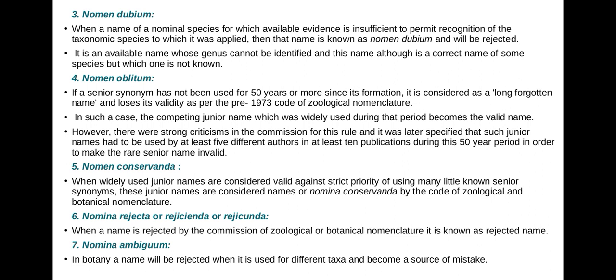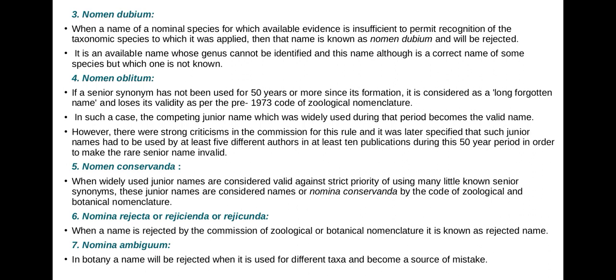Then nomen conservandum. When widely used, junior names are considered valid against strict priority of many little known senior synonyms. These junior names are considered nomina conservanda by the Codes of Zoological and Botanical Nomenclature. Nomina rejicienda, or rejiciendum, I'm not sure about the pronunciation. When a name is rejected by the Commission of Zoological or Botanical Nomenclature, it is known as a rejected name. Just rejected name, that's it.